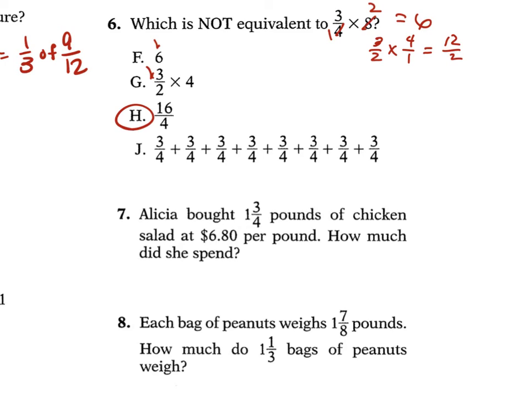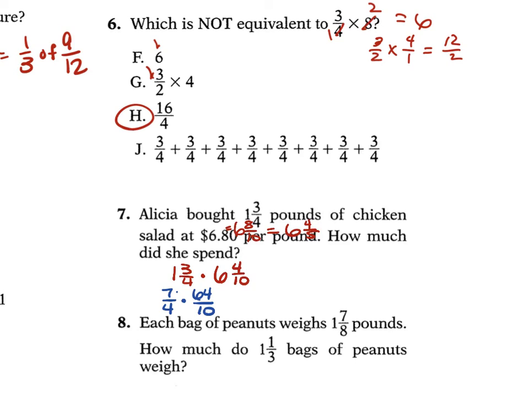For 7, it says Alicia bought 1 3/4 pounds of chicken salad at $6.80 per pound. How much did she spend? So we're multiplying these two. The 6 and 8 over 10 is what you're working with for that. So this is the same thing as 6 and 8 tenths, which is 6 and 4 fifths. So we're multiplying 1 and 3 fourths times 6 and 4 fifths. So turn them into improper fractions. 1 times 4 plus 3 is 7 over 4. 6 times 10 plus 4 is 64 over 10.